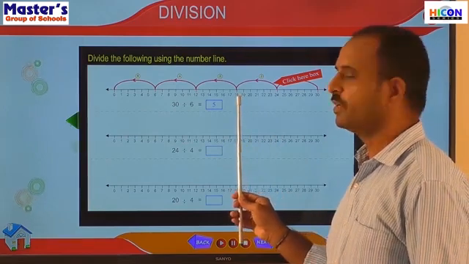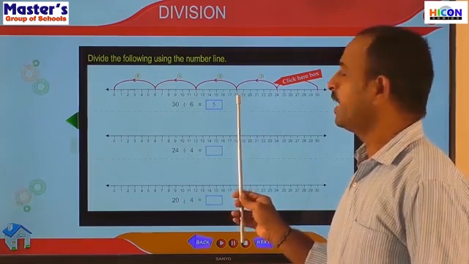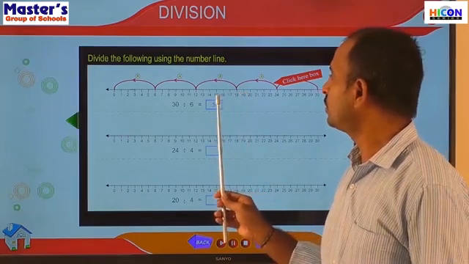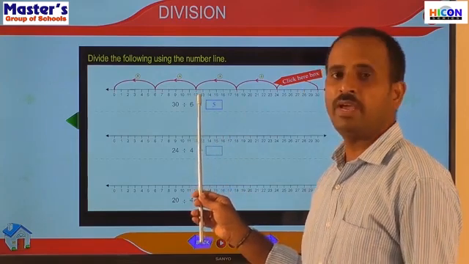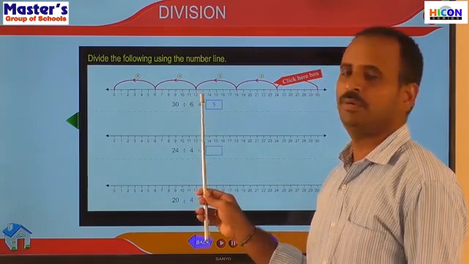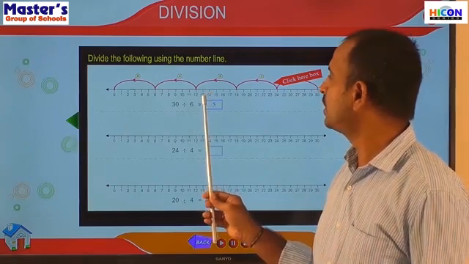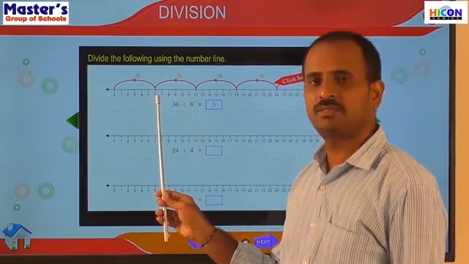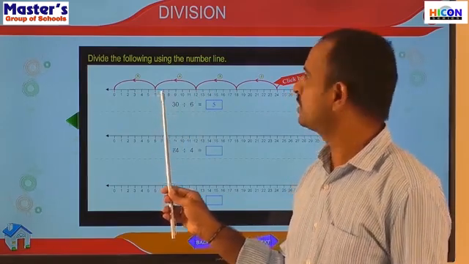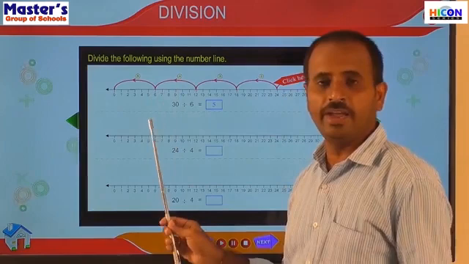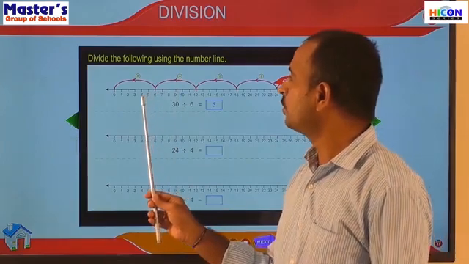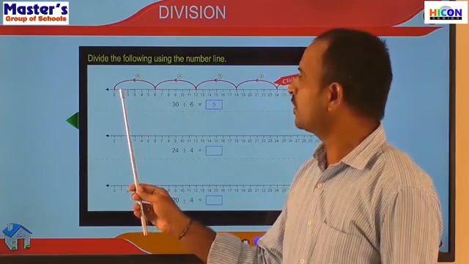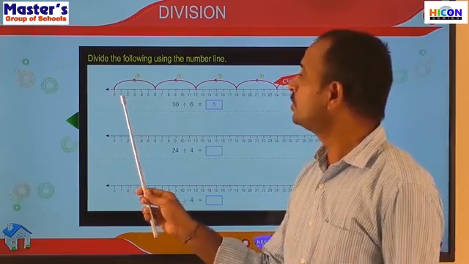So children, we have reached 18 in the second step. Again count 6 numbers for the next step: 1, 2, 3, 4, 5, 6. We have reached 12 for the third step. Again count 6 numbers: 1, 2, 3, 4, 5, 6. We have reached 6 for the fourth step. And again count the 6 numbers: 1, 2, 3, 4, 5, 6. This is the fifth step, and after completing the fifth step, we have reached 0.